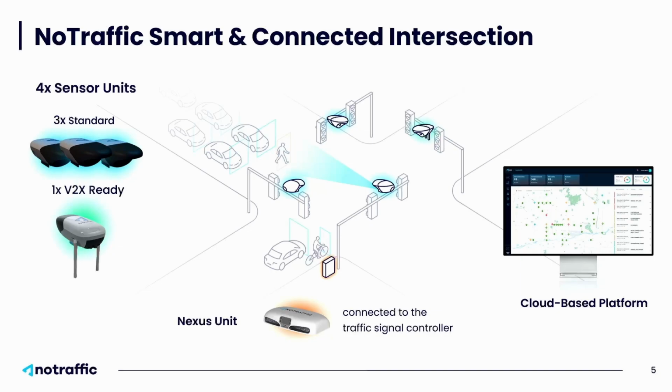Also, in every intersection, you have the cabinet. In the cabinet, we install our Nexus unit, which is physically connected to the traffic light controller. This way, we can control the traffic lights. We also have our cloud-based platform. Every piece of information we detect is loaded to the cloud, and then data can be shared between intersections.